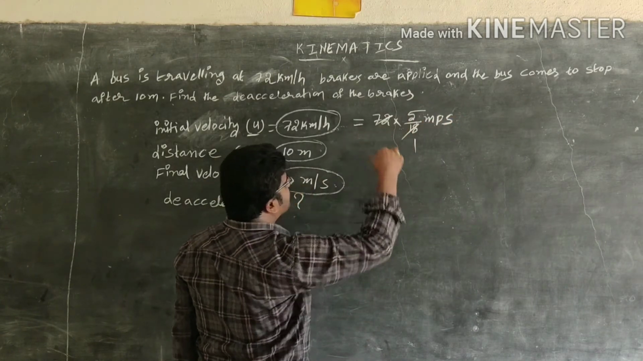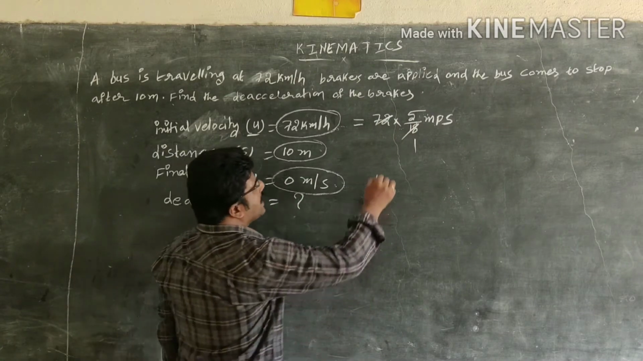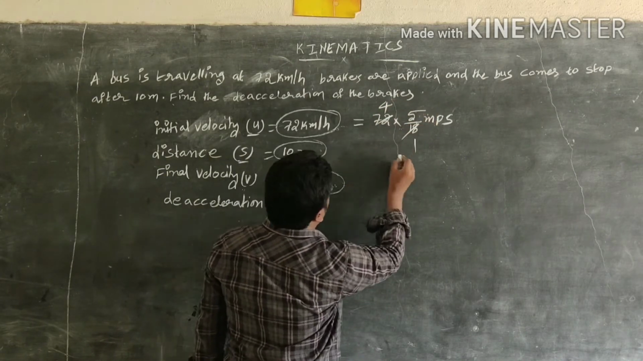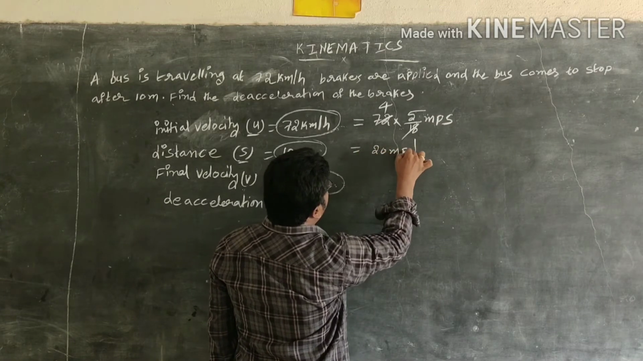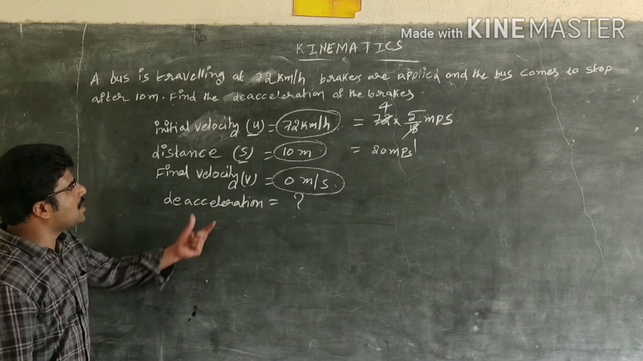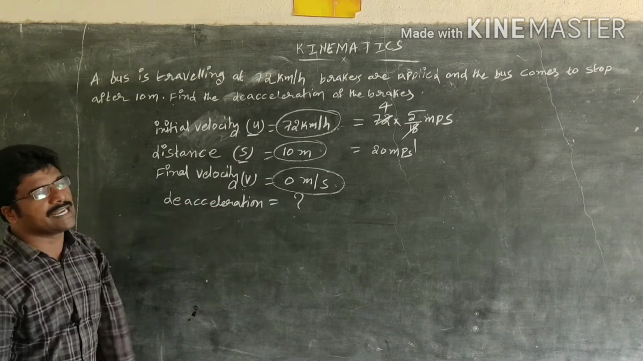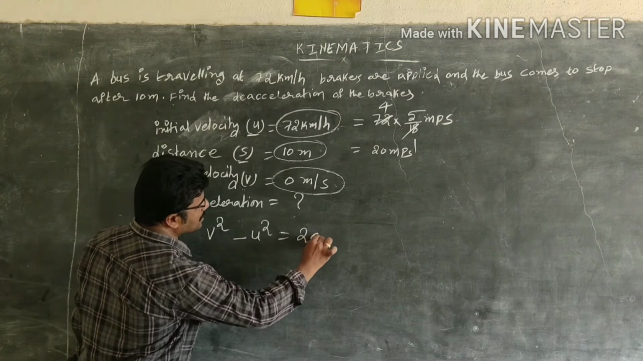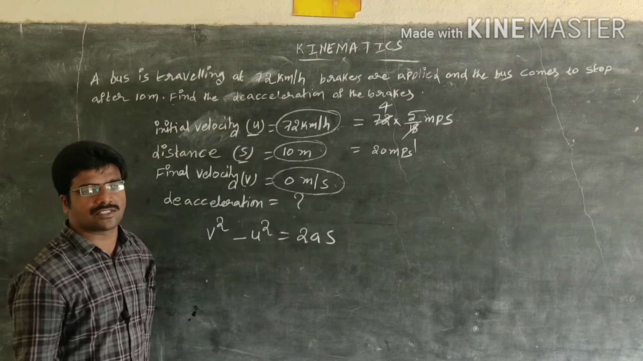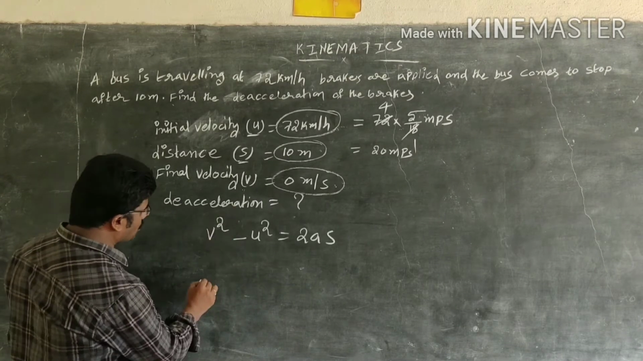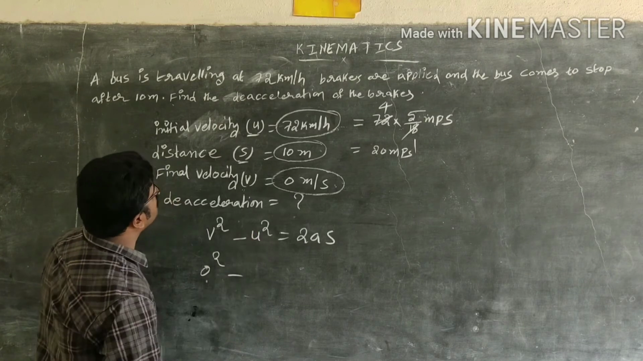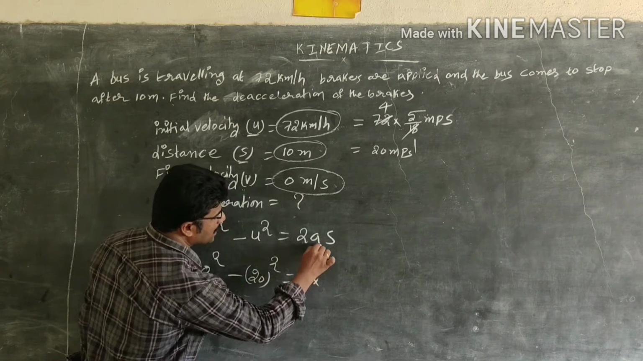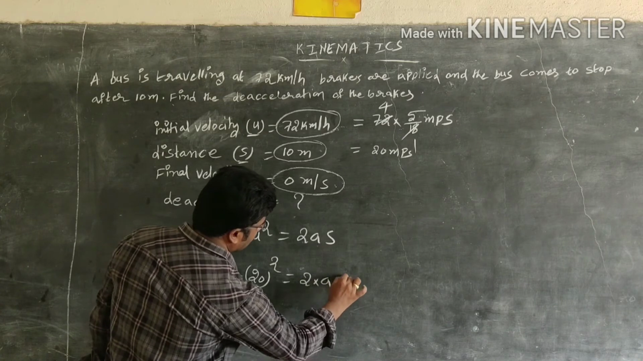So 18 ones, 18 fours. What is the value of 18 fours? Then 4 into 5, that is 20 meter per second. The initial velocity is 20 meter per second, final velocity is 0, distance is 10 meters, deceleration. So, simple formula, v square minus u square equal to 2aS, or v square equal to u square plus 2aS, no doubt. So v square, what is the value of v? 0. 0 square minus u, what is the value of u? 20. 20 square equal to 2 into a, we want to calculate, yes, 10.